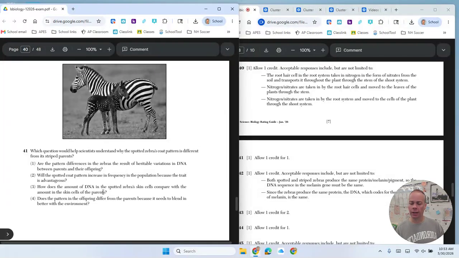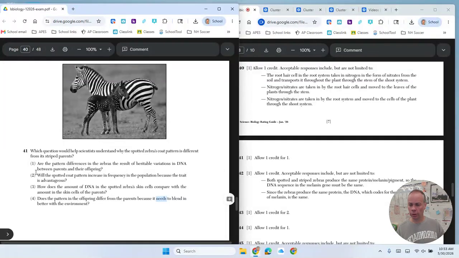And 4, does a pattern in the offspring differ from parents because it needs? Again, this is a key misconception. We want to be really careful when we're thinking about natural selection and evolution about organisms evolving traits because they need them. That is not correct. Need doesn't cause traits to develop. The trait has to be present initially, and then the environment or other factors can provide pressure that selects for those variations. But the variation doesn't come because it's needed. That's not how evolution works. So be careful anytime you see that word need related to evolution.